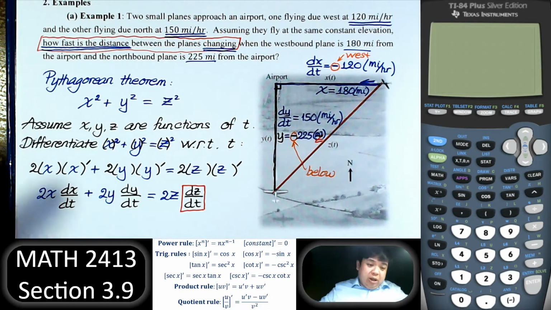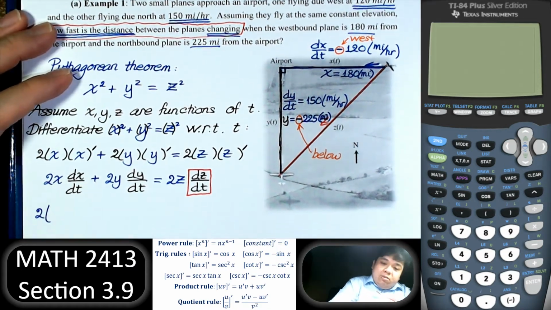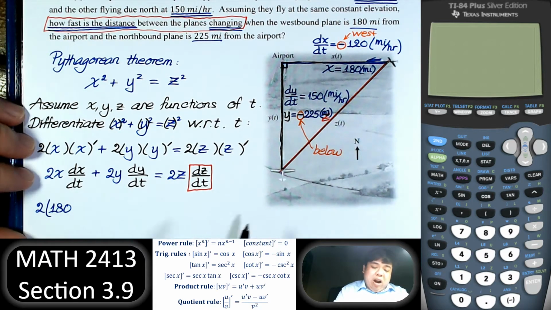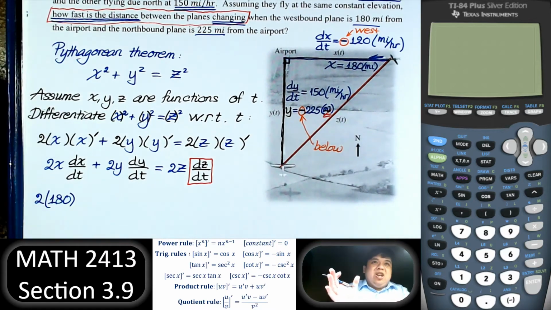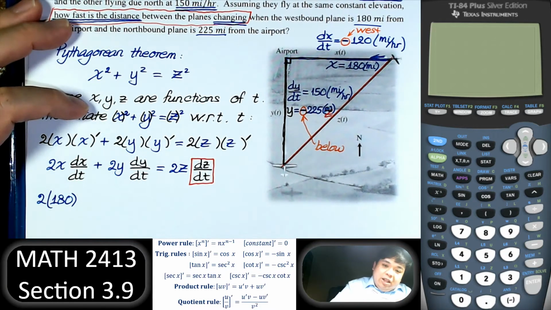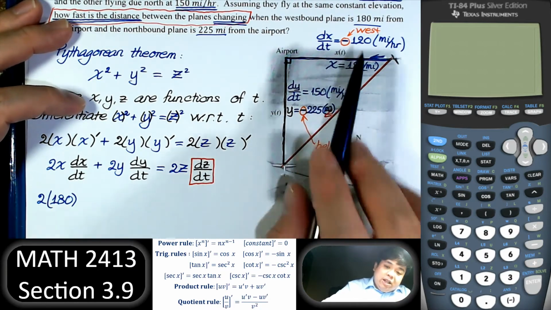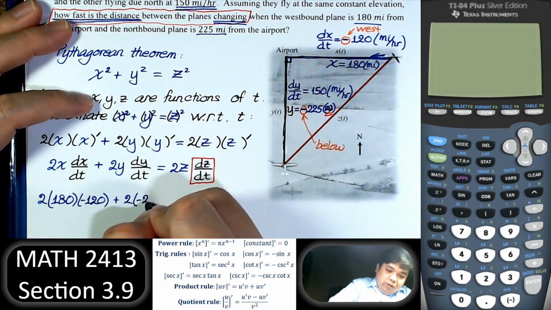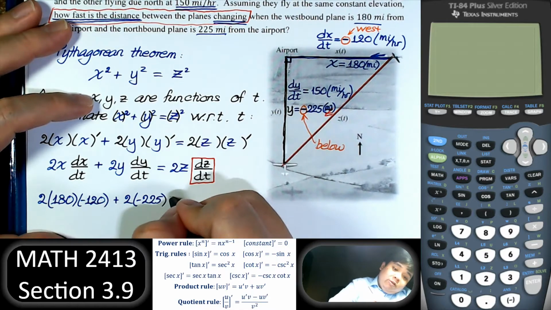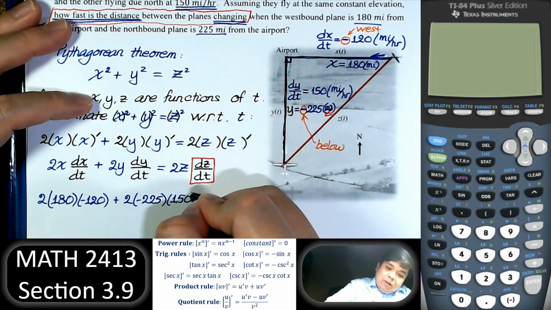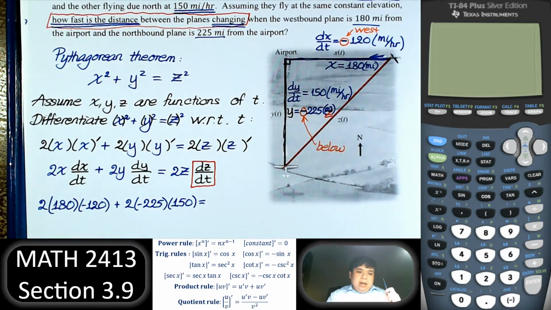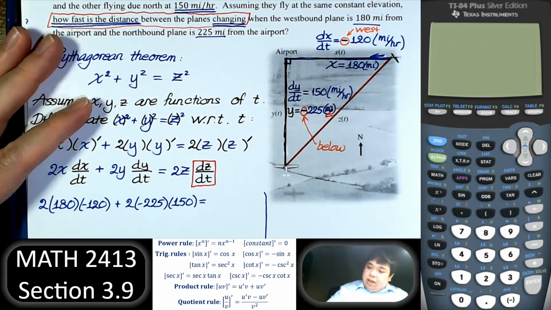So let's put all the numbers we know in, and that's all the numbers we know, right? 2 times x, 180. I'm not going to put the unit here because that looks very crowded. We can always determine the unit by the variable at the end. So 2x, dx over dt is negative 120, plus 2y, negative 225, dy over dt, 150, and 2z. Too bad we don't know z, because that's all the numbers we have in the problem. We need to find dz over dt, so it's okay to leave it there, but we still need to find z first. So scroll down here, and then, what is z?